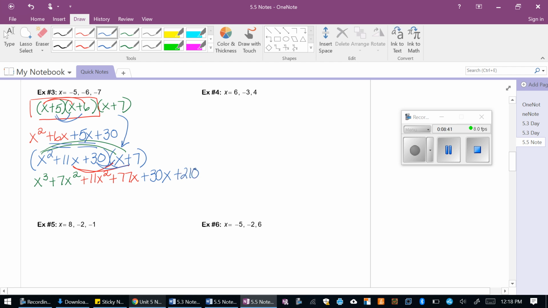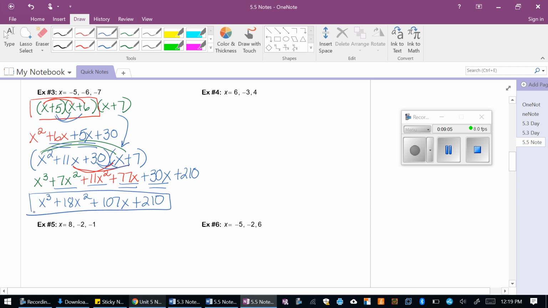And now we're going to combine like terms. So we have x to the third. And then we're going to combine 7x squared and 11x squared. So that's 18x squared. 77 and 30 would be 107x, plus 210. And that would be our final answer.